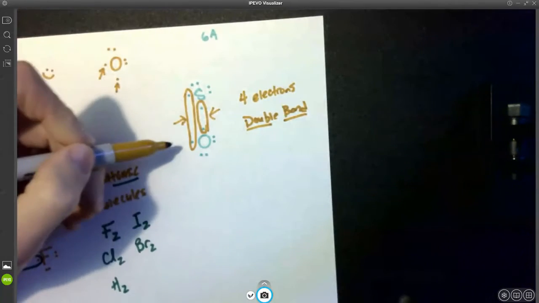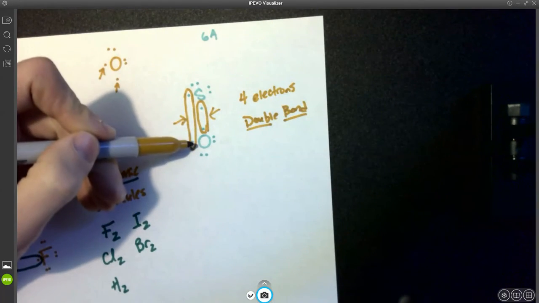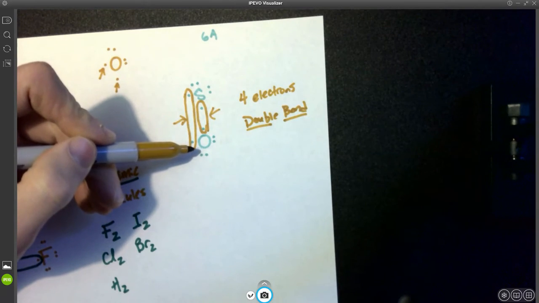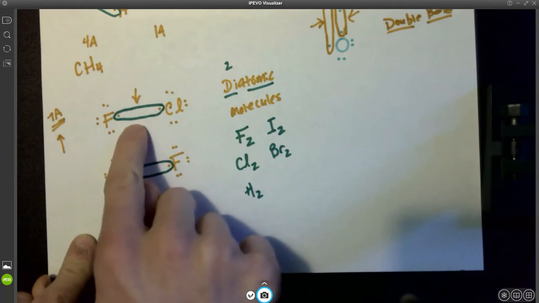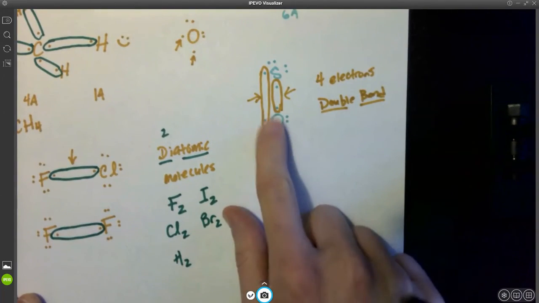So we call this a double bond because the two atoms are sharing more than 2 electrons, right? If they are just sharing 2 total electrons, that's a single bond. This is also a single bond. This, however, is what we call a double bond.